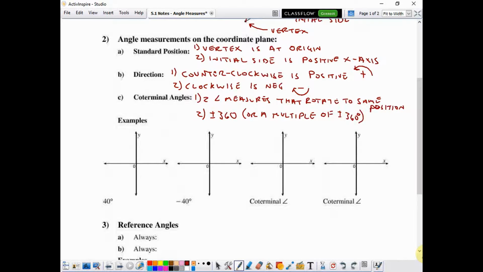So an example of a 40-degree angle. That's positive, so that's going to rotate counterclockwise. In standard position, there's the vertex at the origin, and there's the initial side, and positive rotates this way. So 40 degrees would look about like that. Negative 40 degrees, in standard position, still has the vertex at the origin, still has the initial side on the positive x-axis, but it rotates clockwise. So negative 40 degrees looks about like that.